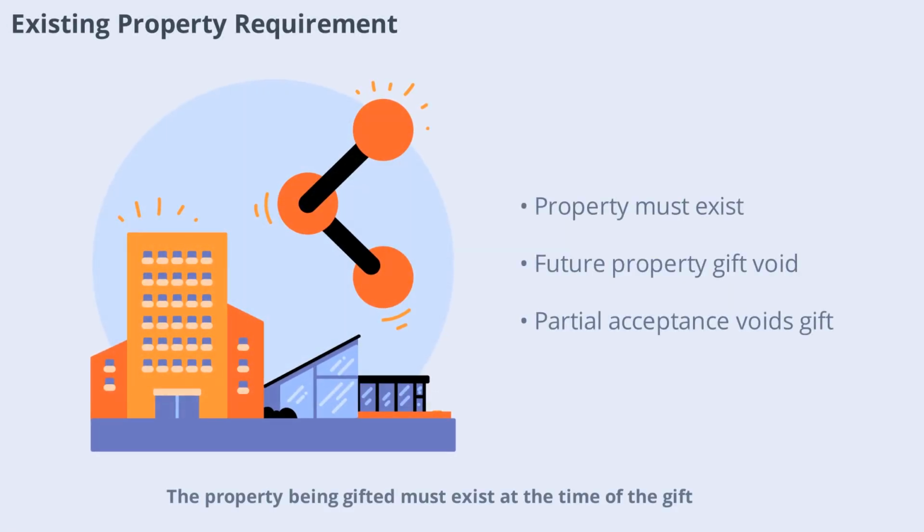Property being gifted must exist at the time of the gift. A gift of future property is void, as the law requires certainty and clarity in the transfer. When a gift is made to several persons and one or more donees do not accept, the gift is void with respect to those who do not accept. This rule ensures that only those who willingly accept the gift benefit from it, maintaining the integrity of the transaction.